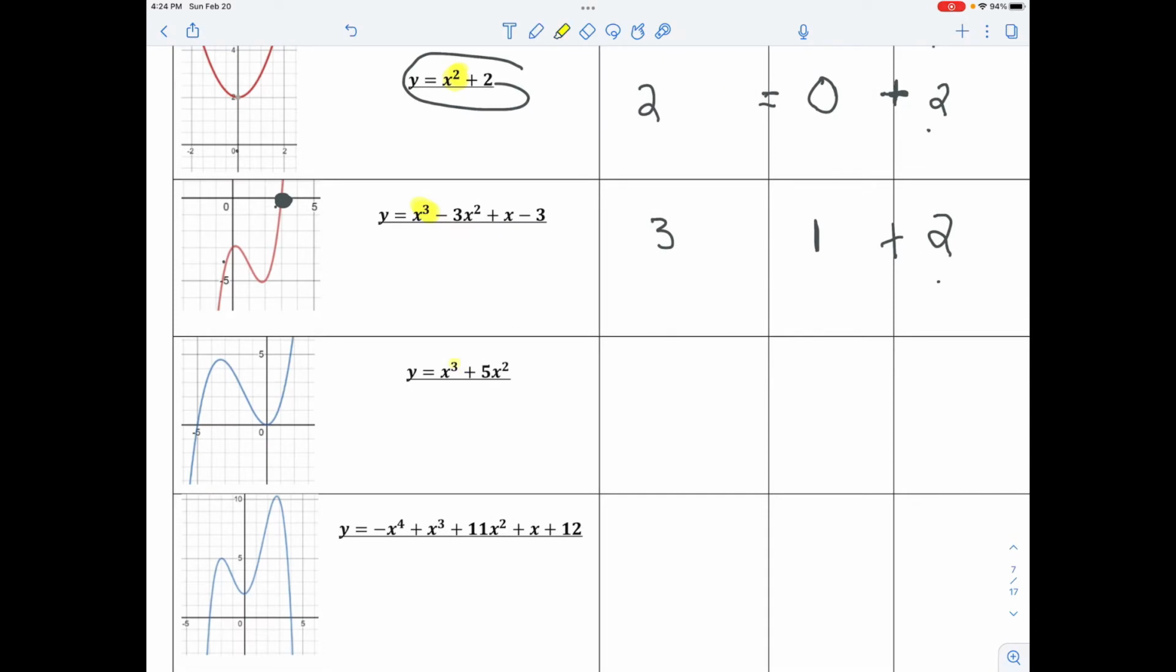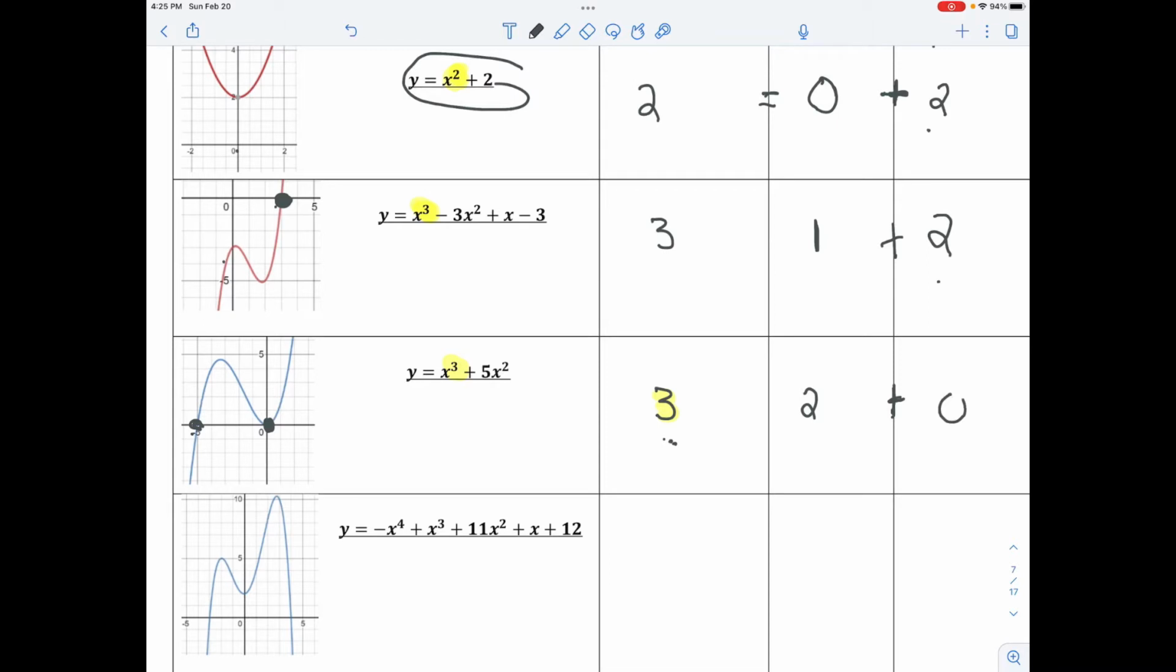In our next one, again, this is a cubic. And in this cubic function, how many real solutions do we have? I have 1 here and I have 1 here. So I have 2. How many imaginary solutions do I have? I can't have just 1 imaginary solution. They come in pairs. So I have to have 2 or I have to have 4. But I need it to equal 3. So how do I get it to do that?